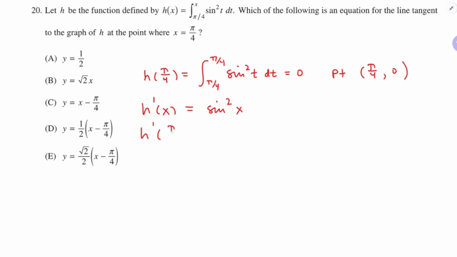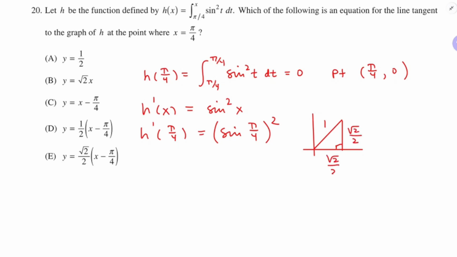Plug in pi over 4. Remember, sine squared is we take sine and then we square it. Maybe it's been a while since you've made a trig diagram, but it never hurts to make one. This is pi over 4. It's a 45, 45, 90 triangle, and that's where both of these are root 2 over 2. So sine is going to be root 2 over 2 divided by 1.